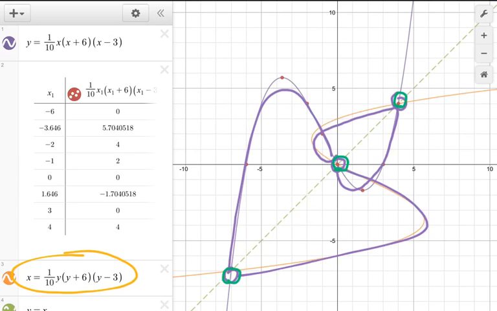Alright, so make sure you do those problem sets, and there's one more video coming on composition of functions to verify that they are inverses.